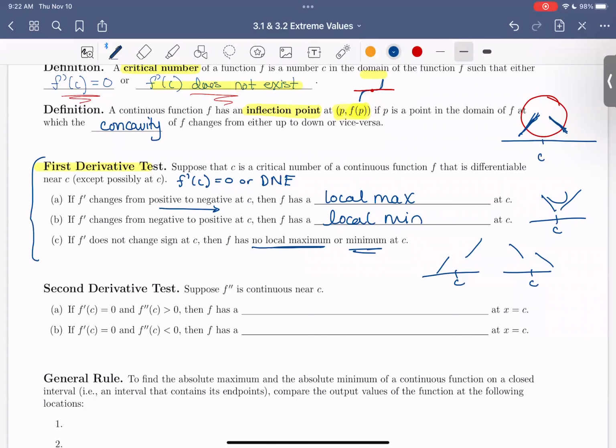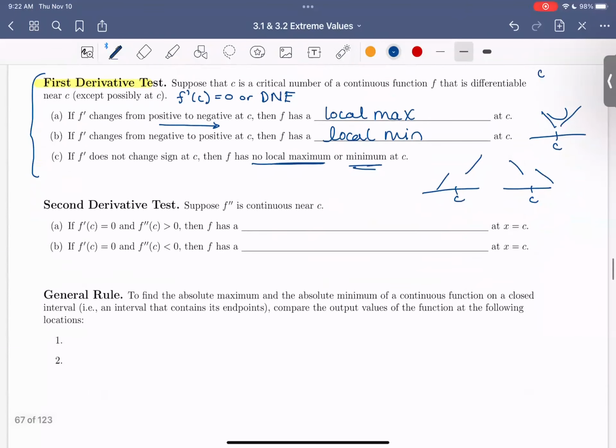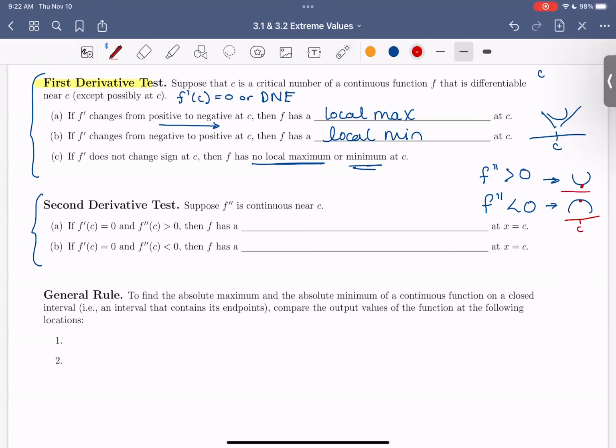We can also determine local max and mins based on the second derivative test. So let's just recall some things that we know about the second derivative. If the second derivative is positive, then we have a function that's concave up. If the second derivative is negative, then we have a function that's concave down. So from this, we can determine whether or not we have a max or a min at the value of C that we've identified as the critical value.